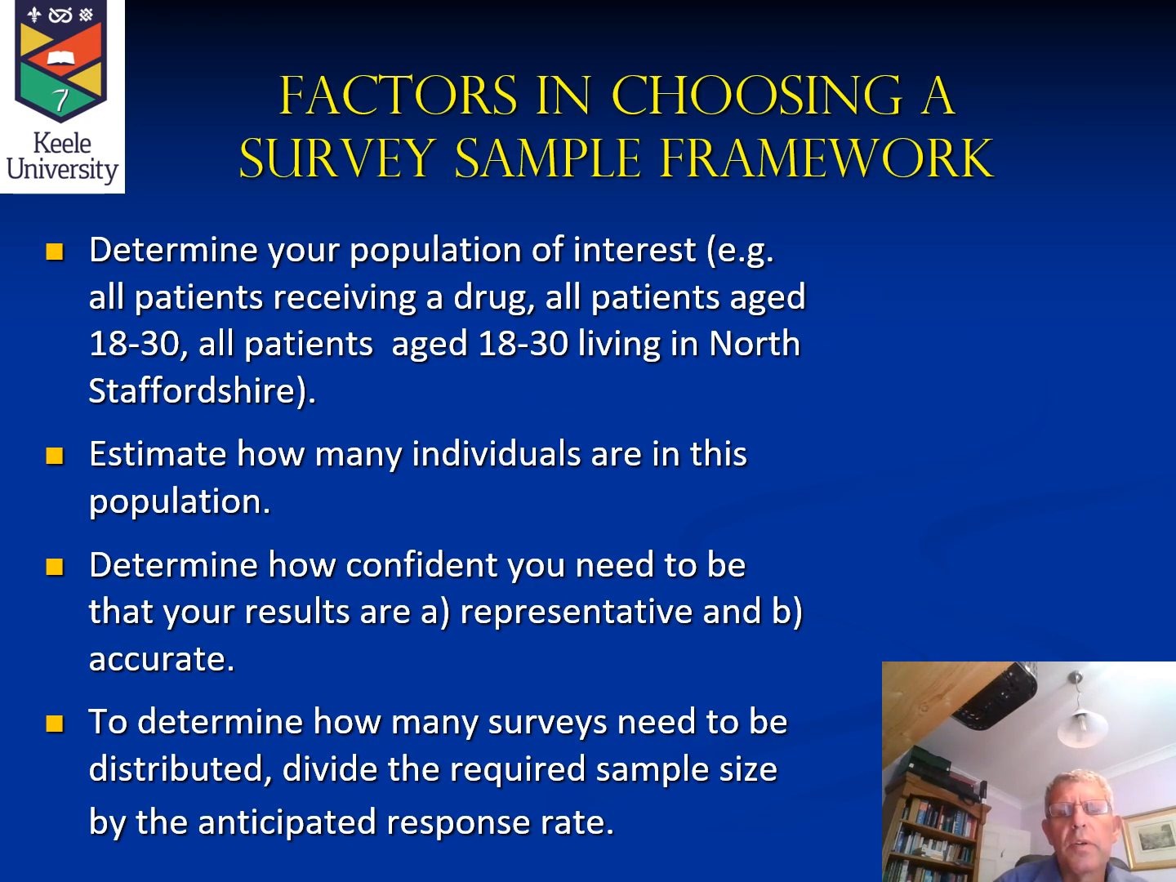So in thinking about choosing a sample survey, what are the things that we need to think about? First of all, you need to determine your population of interest. For example, if I'm interested in the efficacy of the drug melatonin for patients, am I interested in all patients receiving the drug, all patients aged 18 to 30, or all patients aged 18 to 30 living in North Staffordshire? We need to establish our baseline population. We need to estimate how many individuals are in that population. And then we need to determine how confident we are that our results are representative and accurate.